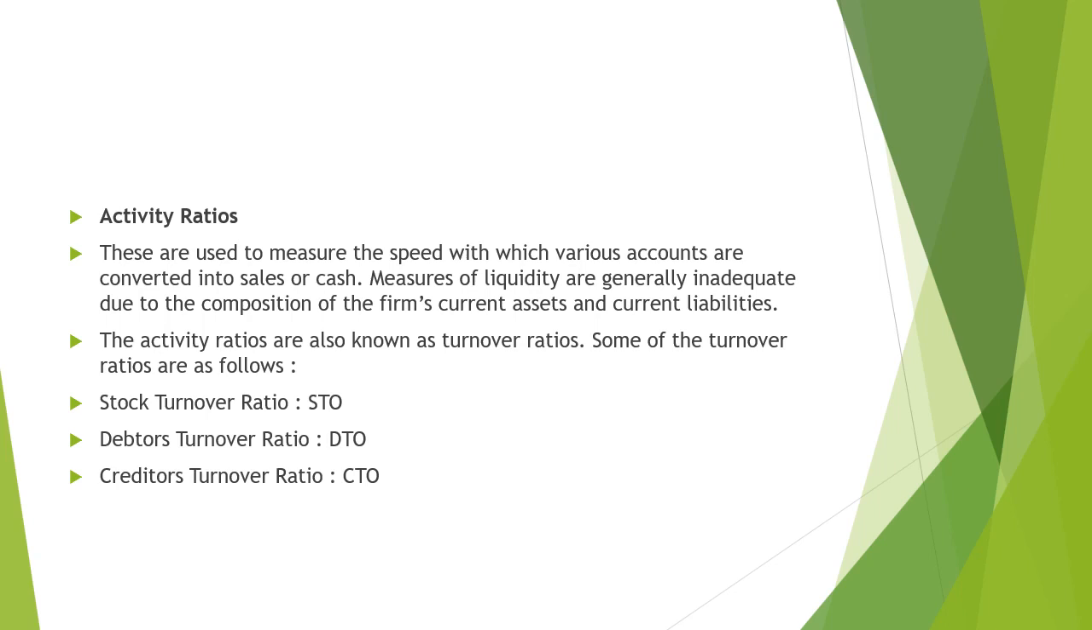So these are used to measure the speed with which various accounts are converted into sales or cash, since measures of liquidity are generally inadequate due to the composition of the firm's current assets and current liabilities. So what are the different types of turnover ratio? Activity ratio is also known as turnover ratio. The ratios under activity ratio are the stock turnover ratio, debtors turnover ratio, and creditors turnover ratio. Now let's move on one by one: the stock, debtor, and creditor.